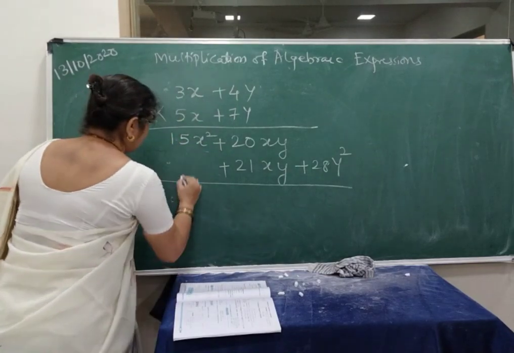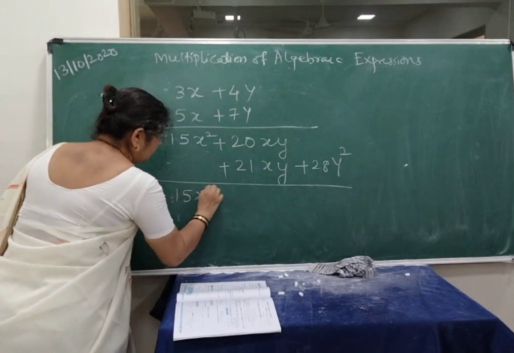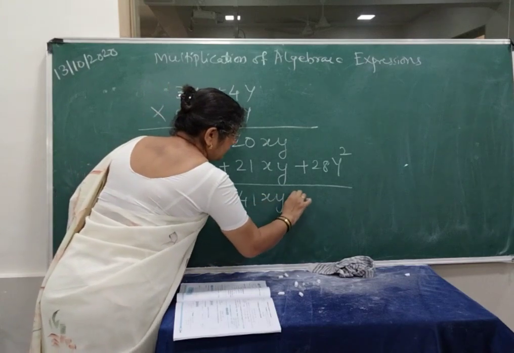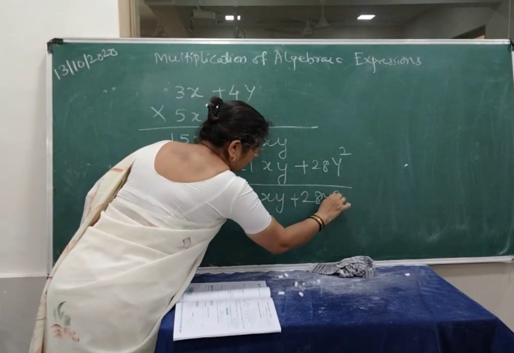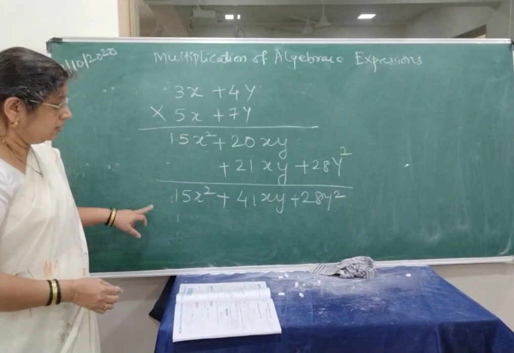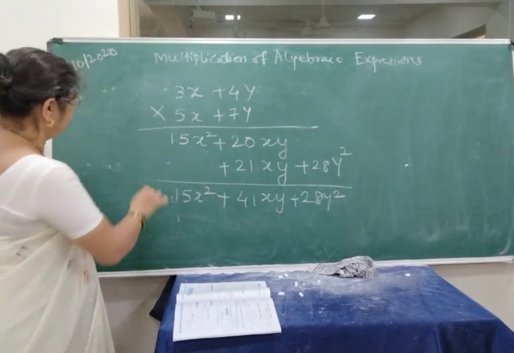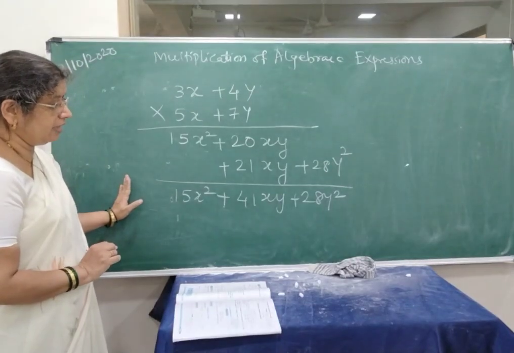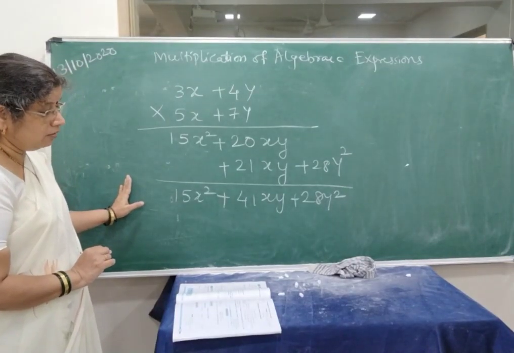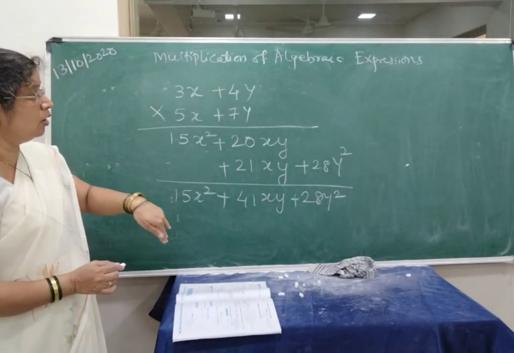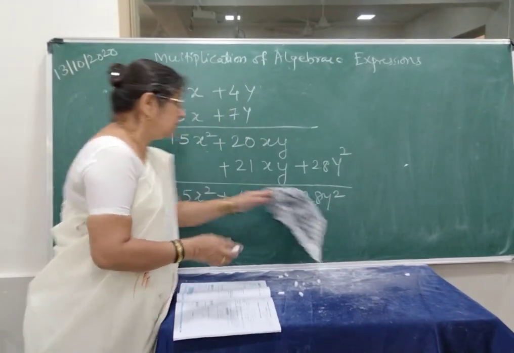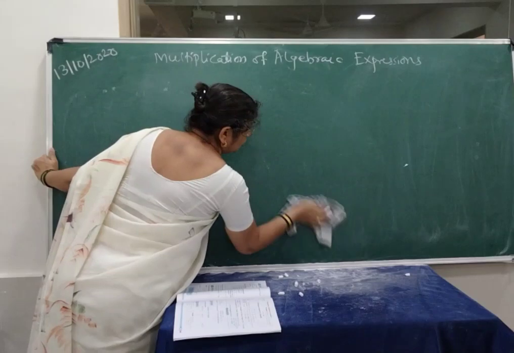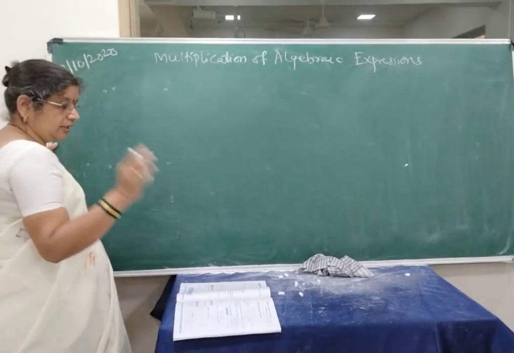When we add, 15x square plus 41xy plus 28y square. Okay, this we have added. This is how we have multiplied in a vertical way. Now we will multiply in a horizontal manner. How to multiply in a horizontal manner? You know that there is a horizontal arrangement and a vertical arrangement.